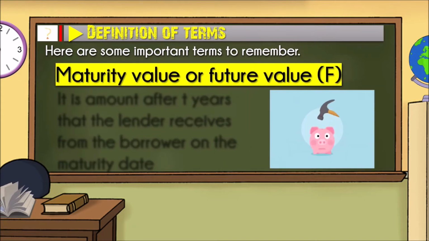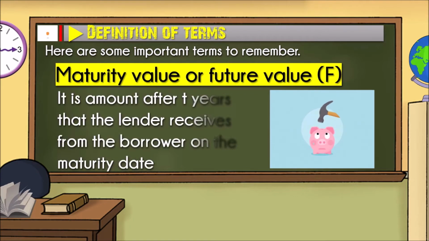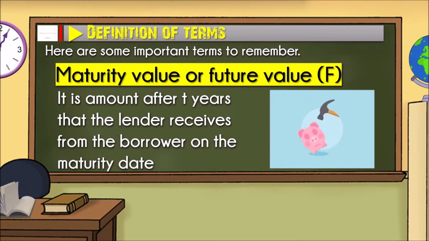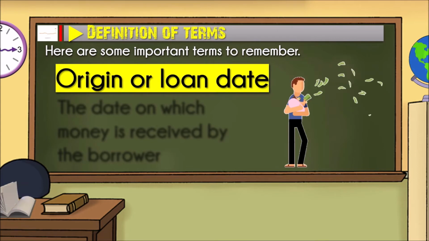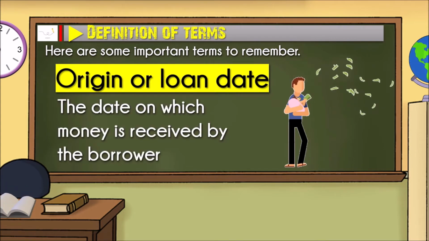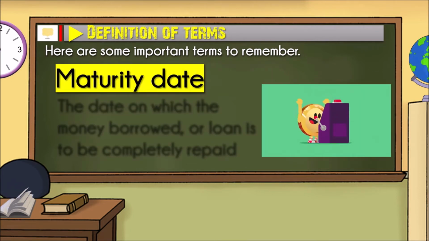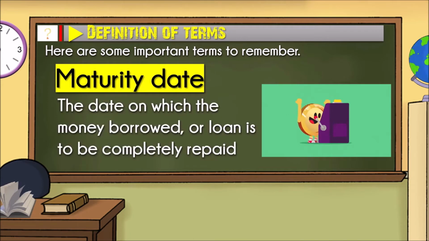Maturity value or future value. It is the amount after 2 years that the lender receives from the borrower on the maturity date. Origin date, the date on which money is received by the borrower. Maturity date, the date on which the money borrowed or loaned is to be completely repaid.